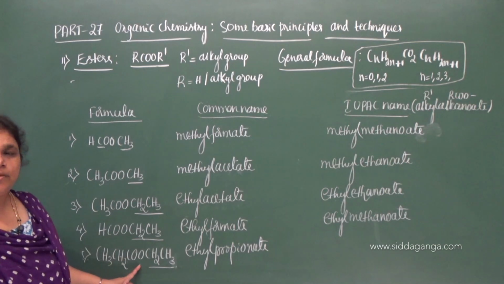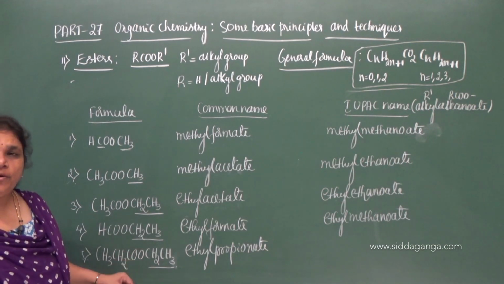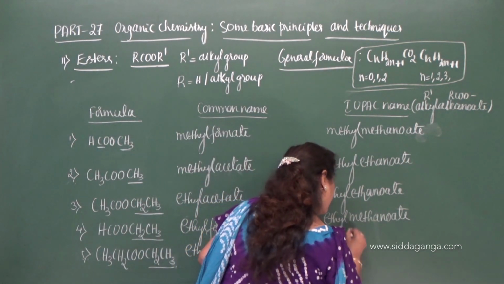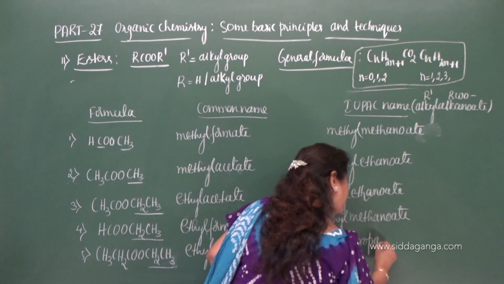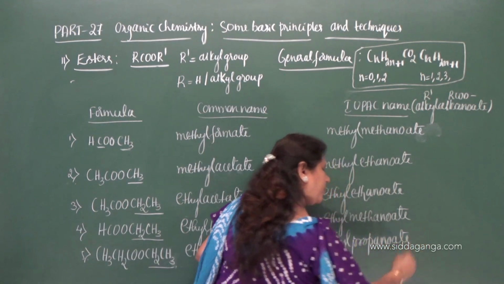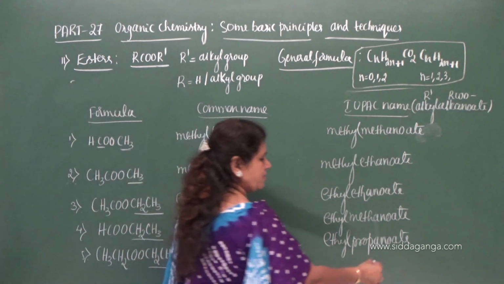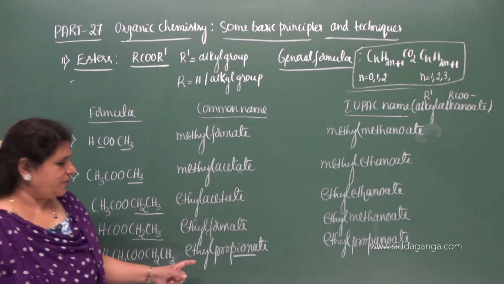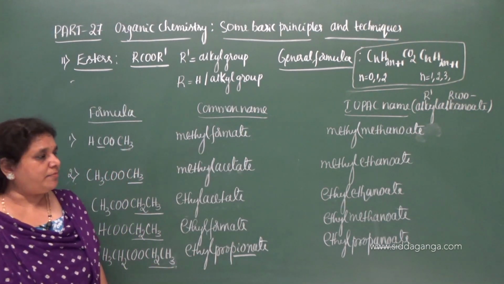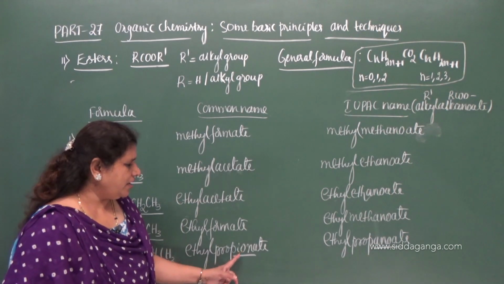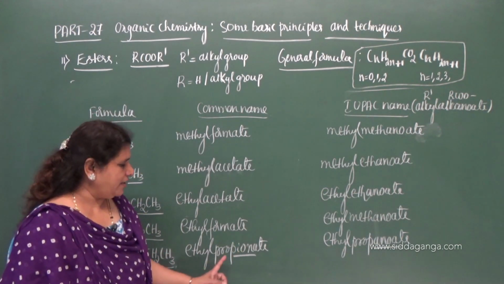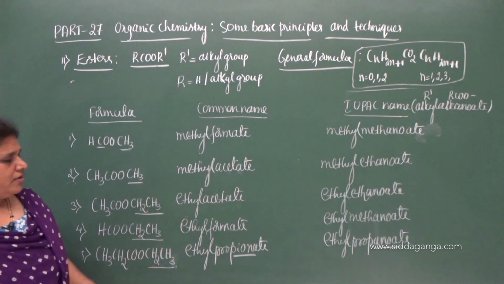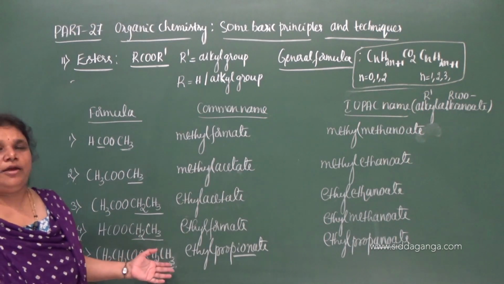And what is the IUPAC name of propionic acid? Propanoic acid, and hence the name is ethyl propanoate. Propanoic acid, propanoate. While writing, you have to write it correctly because there is very little difference between ethyl propionate and propanoate. Only 2 alphabets are different in the name. Just consider that and write it in a proper way. So you will get the common and the IUPAC name of the ester.